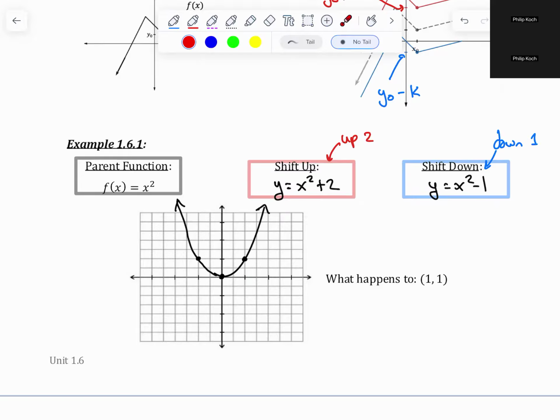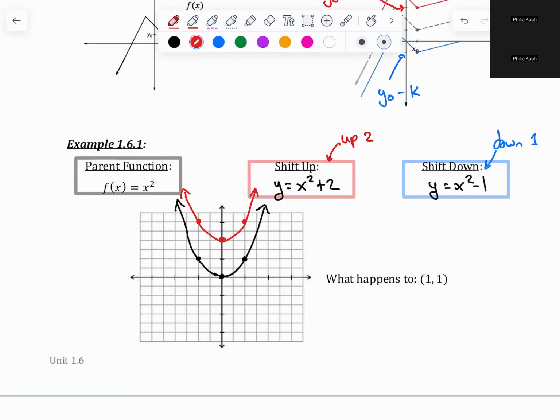So the shift up by 2, all that's going to do is take each point and make its y coordinate go up 2 points. So looking at this point right here, it's going to go 2 units up to 1, 3. 0, 0 is going to get shifted up 2 units to 0, 2. And 1, 1 is going to get shifted up 2 units to 1, 3. And it looks roughly like that. Same shape, just shifted up.